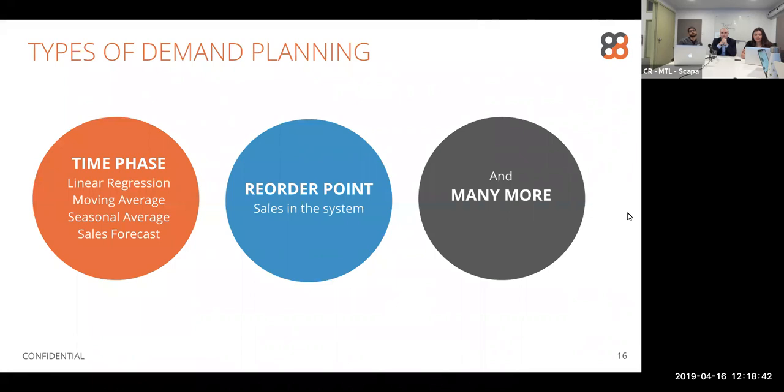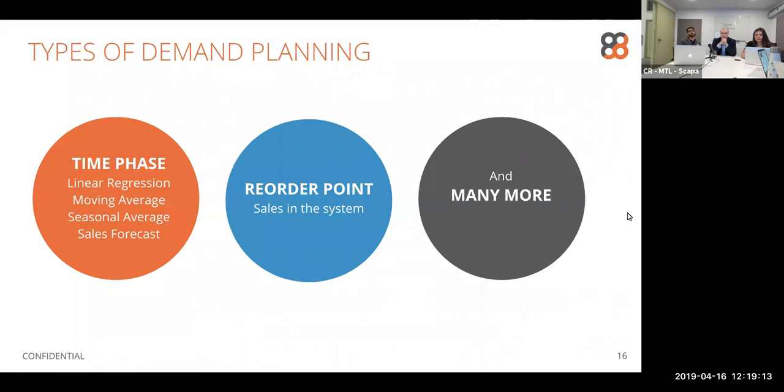Reorder point is quite different from time phase. Time phase always uses historical data or future data to predict your demand. Reorder point works in a simple way: at this point in time, what do I need to satisfy the sales in my system? So it does not really do any growth or actual forecasting. It just says, I have X amount of sales, I need X amount of orders to satisfy them.